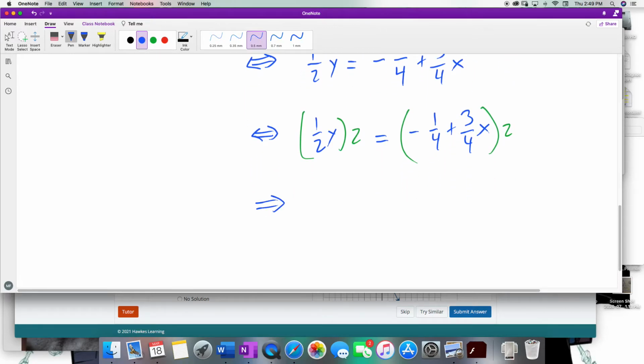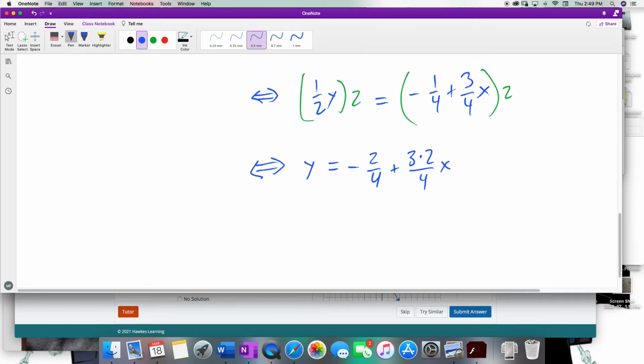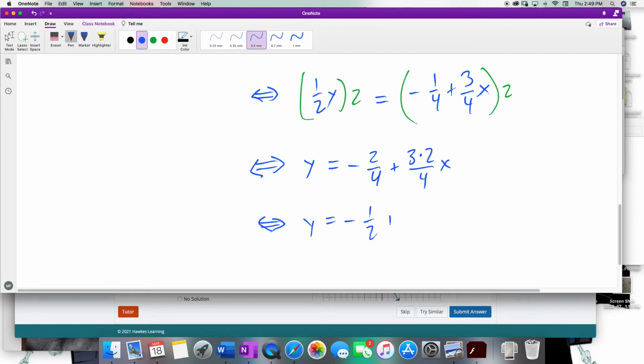Okay, and so we have 1/2 times 2 is 1, so this is just 1y, in other words, just y. And then I'm going to distribute this 2 over here, so we end up with -2/4 plus 3, I'm just going to write it as 3 times 2/4 to emphasize something here. And so we can simplify, right? We have -2/4 is the same thing as -1/2. And similarly, we have another 2/4 here, so that's again just a 1/2. So we have 3 times 1/2, which is 3/2. And there's our second equation.